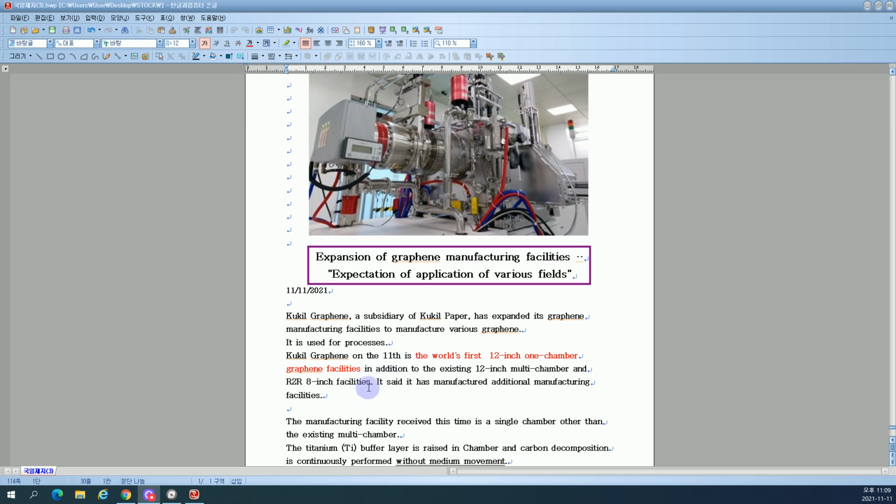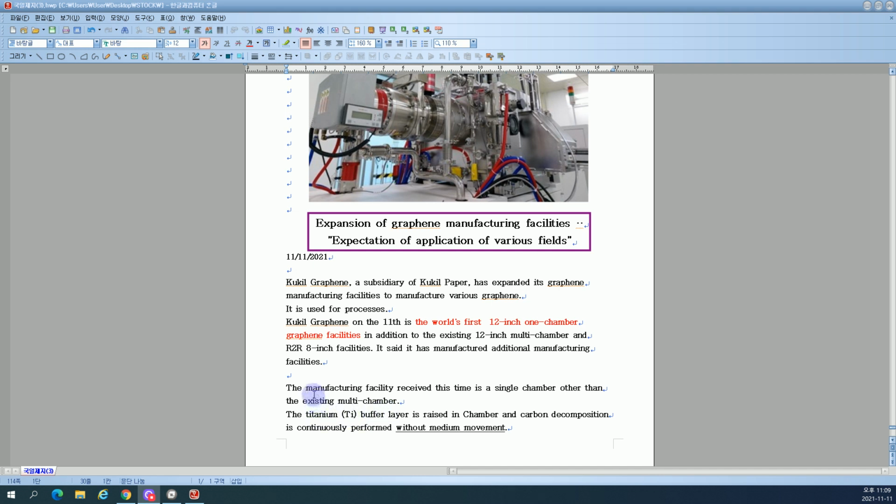Kugelgraphene said on the 11th that it has manufactured additional manufacturing facilities: the world's first 12-inch single-chamber graphene facilities, in addition to the existing 12-inch multi-chamber and roll-to-roll 8-inch facilities. The manufacturing facility received this time is a single chamber rather than the existing multi-chamber.